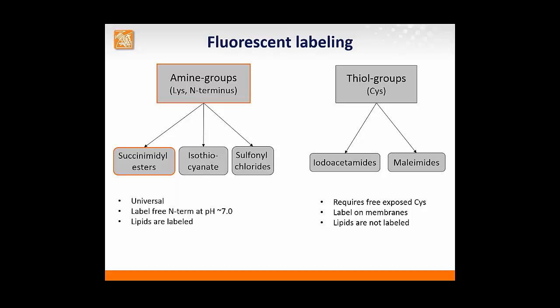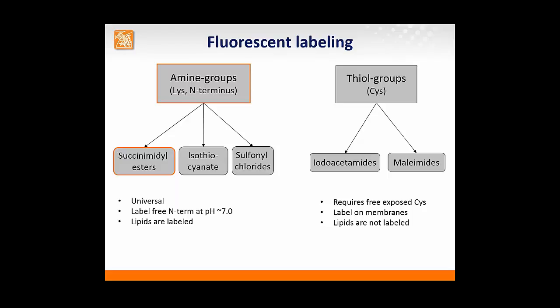We prefer to label amine groups at pH close to 7, 7.2, at which the efficiency of labeling of free lysines is pretty low, and we predominantly label the free N-terminus. So this, what we found, is the most gentle way of labeling protein, and it's the least disturbing, and so does not interfere with protein-protein interactions and crystallization.